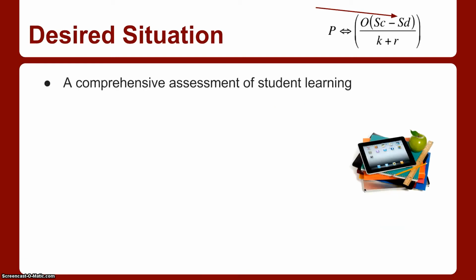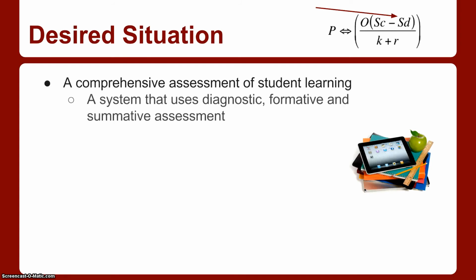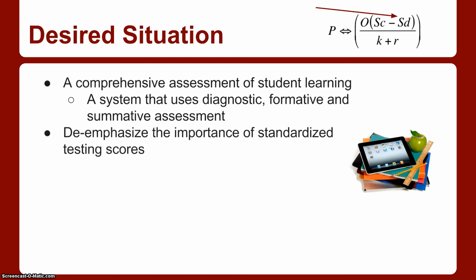Okay, so what's the desired situation? All right, well, a comprehensive assessment of student learning in a systematic process that uses diagnostic, formative, and summative assessments may be more beneficial than the current practice of comparing students against age and grade peers. We should de-emphasize the importance of standardized tests in favor of creating learning goals unique to each student, and not just based on those test scores. This would also help to reduce anxiety among students, teachers, and parents.